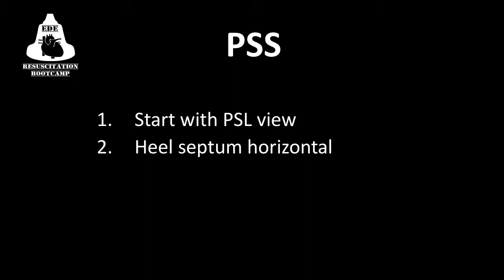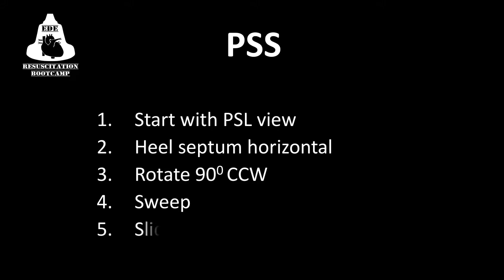To obtain the parasternal short view, you're going to start with a good quality parasternal long view. Heel the probe to make the septum horizontal. Rotate the probe 90 degrees counterclockwise, and then sweep, or if necessary, slide the probe a tiny amount to obtain the papillary level. Let's review some of these steps in more detail.